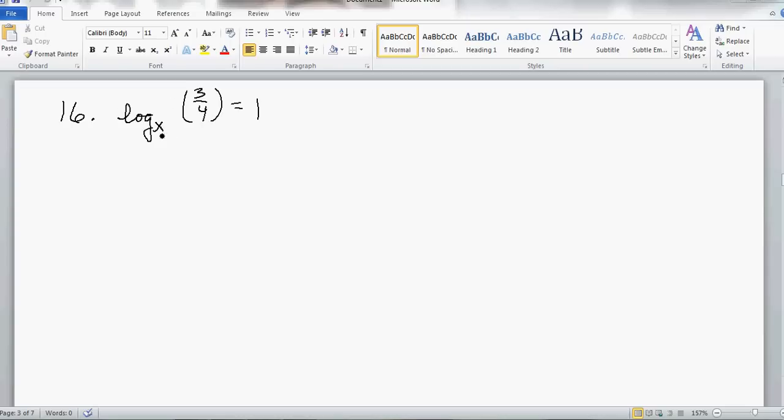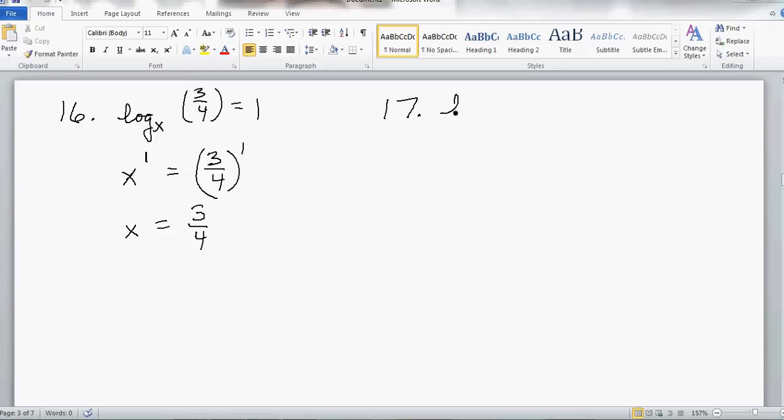Now we can't deal very well with logarithms. Now there are times when we actually have to do logarithms, but for right now, what we're going to do is turn this into an exponential. So that means the base is x, the exponent is 1, and that's going to equal 3/4. All I've done is change from logarithm to exponential. Well, x to the first equals 3/4 to the first. So since the exponents are the same, that must mean x has to equal 3/4. Not too much of a problem on that one.